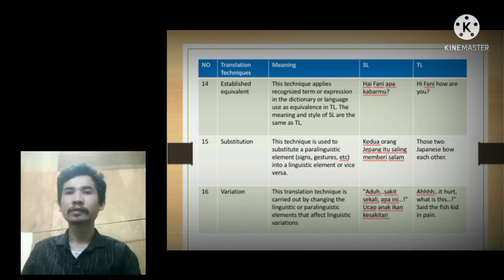Variation. This translation technique is carried out by changing the linguistic or paralinguistic elements that affect linguistic variation. The example in source language is "aduh, sakit sekali, apa ini? Ucap anak ikan kesakitan", and the target language is "ah, it's hot. What is it? Said the fish kid in the pain".